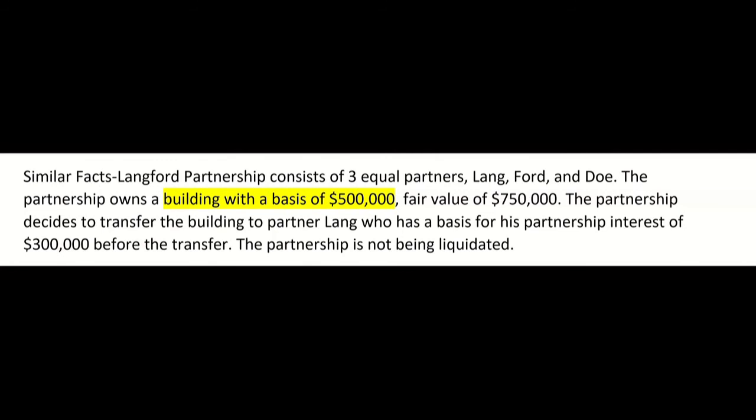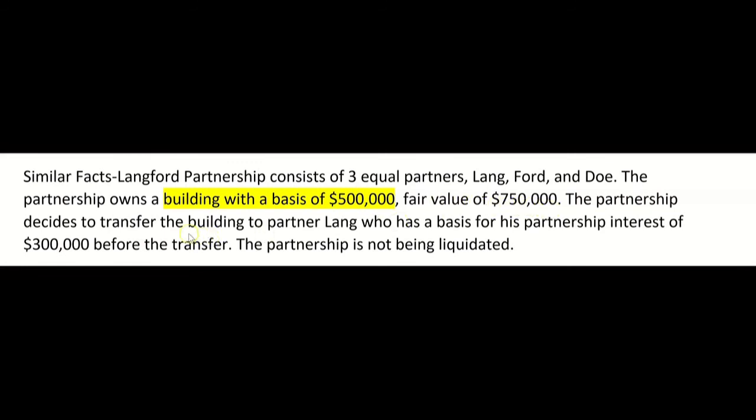All right, similar facts now, but not exactly the same. Let's see what's different. Langford Partnership consists of 3 equal partners, Lang, Ford, and Doe. The partnership owns a building with a basis of $500,000, fair value of $750,000. So we can see what's different. In this one, the basis of the building to the partnership is $500,000. In the previous, it was $200,000. So this time the basis of the building is a lot higher. It's $500,000. Fair value the same, $750,000.